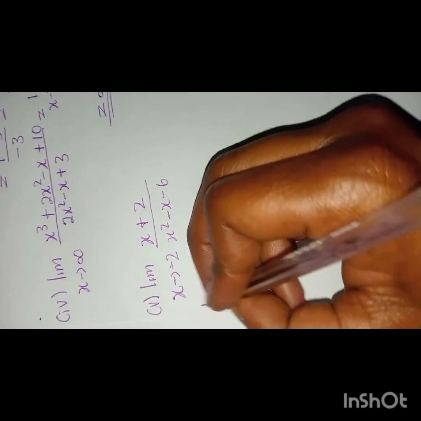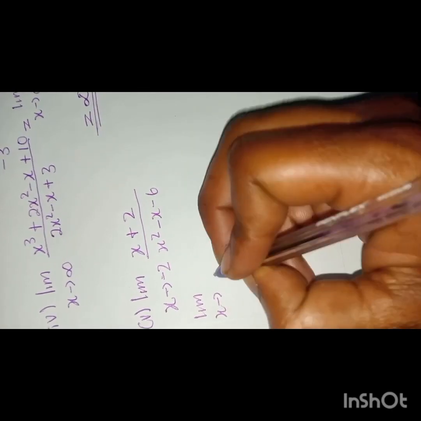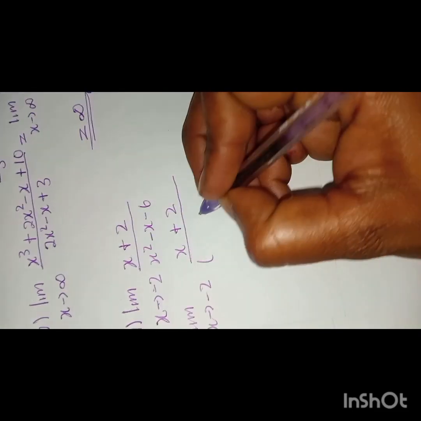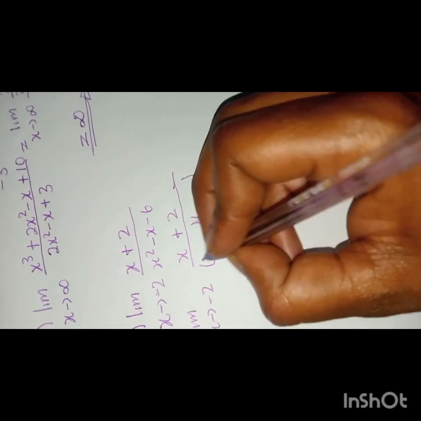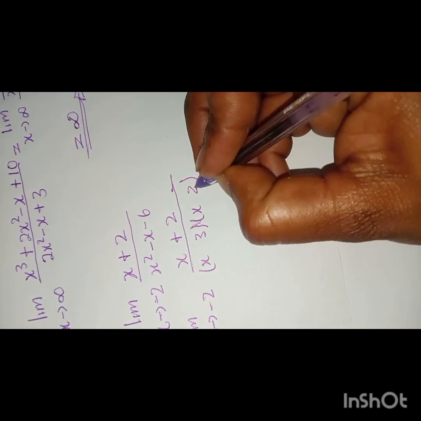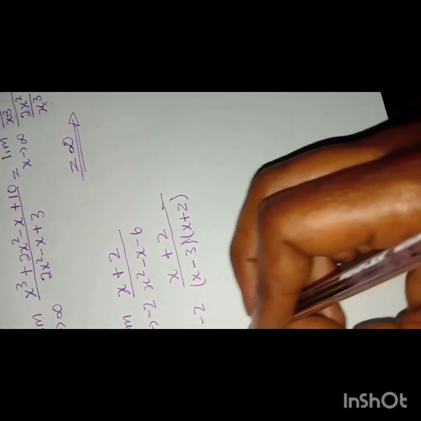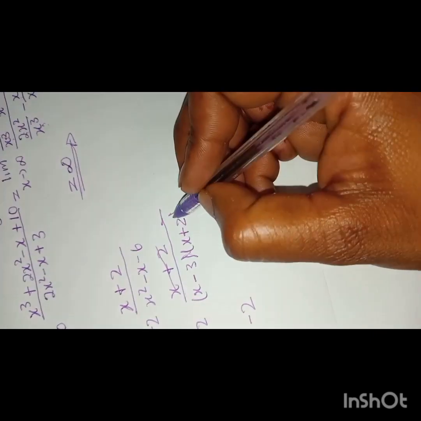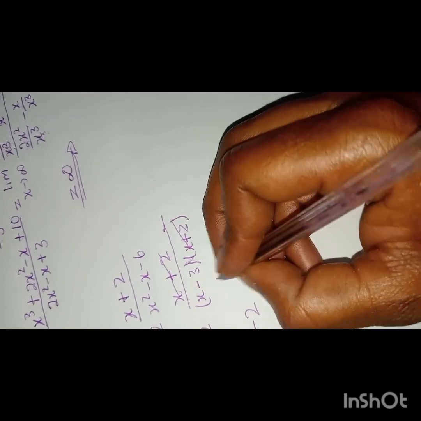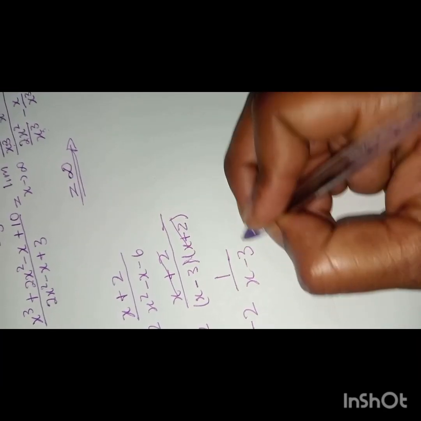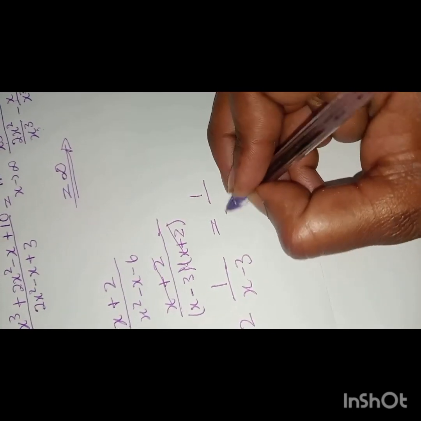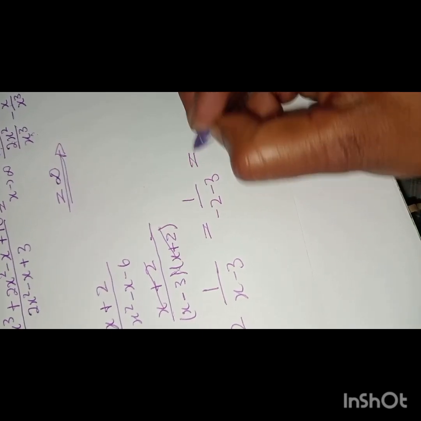So in this case we can factorize the denominator. By factorizing the denominator we get (x + 2)(x - 3). Then the limit as x approaches -2: as you can see, x + 2 cancels with x + 2, so we are left with 1 over x - 3. Then you can substitute -2 here, which is 1 over -2 - 3, which is equal to -1/5.